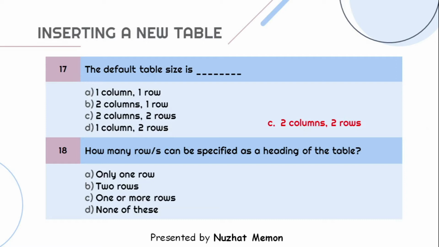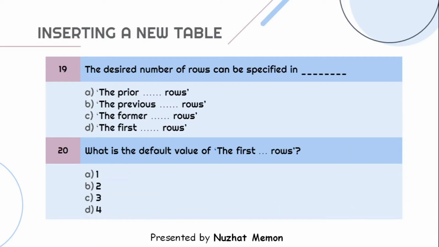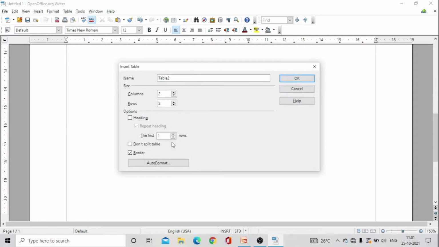18. How many rows can be specified as the heading of the table? It is up to you. You can specify the heading of the table as 1 or more rows. So how will we do it? The desired number of rows can be specified in the dash. So they can be specified in the first dash rows. Now where is this? And what is the default value of the first dash rows? It is 1. So the table with a heading also.